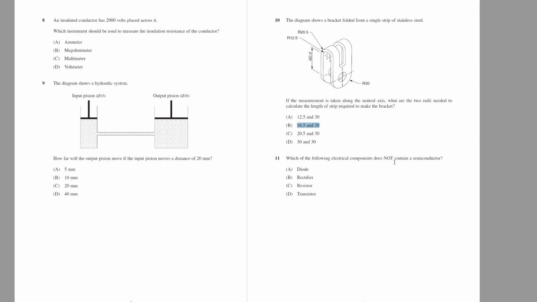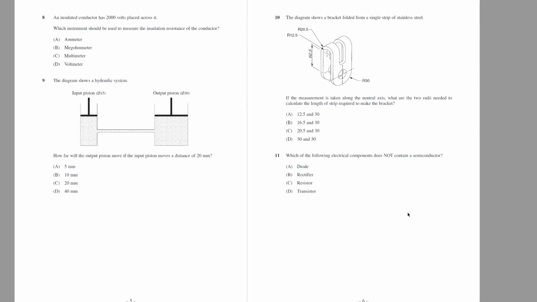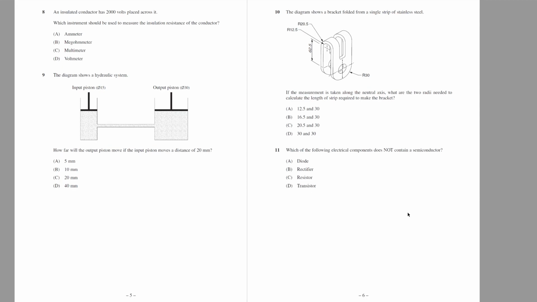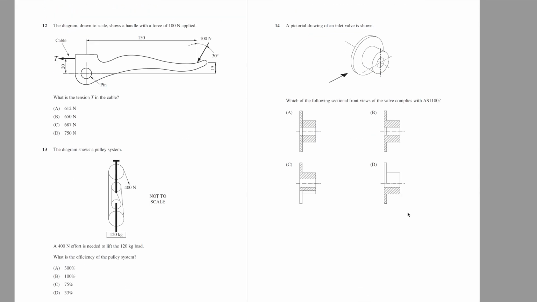Okay, which of the following does not contain a semiconductor? I love this question. I use this sort of thing all the time. Rectifiers contain diodes, diodes are semiconductors, transistors are semiconductors, resistors do not contain semiconductors. And still only half the people got this. I guess the first 3 and 4 were answered well.